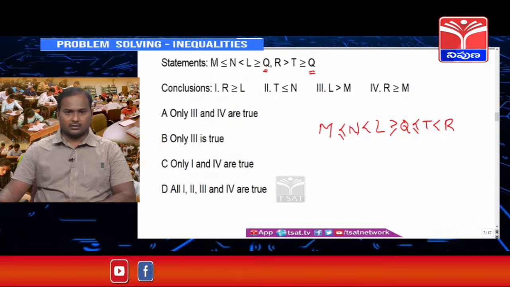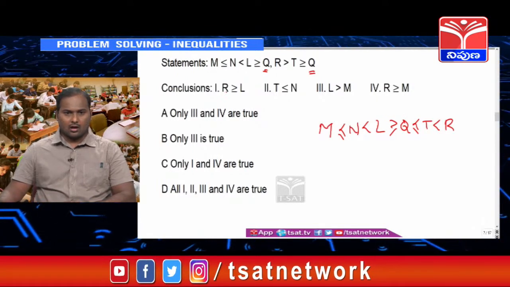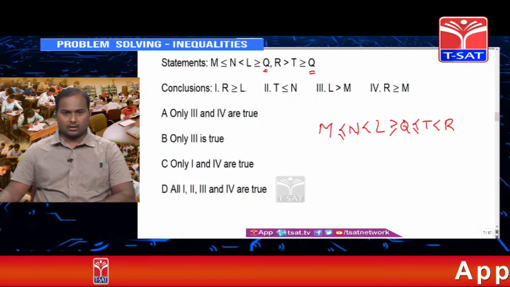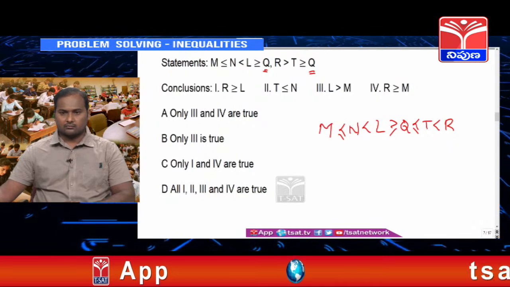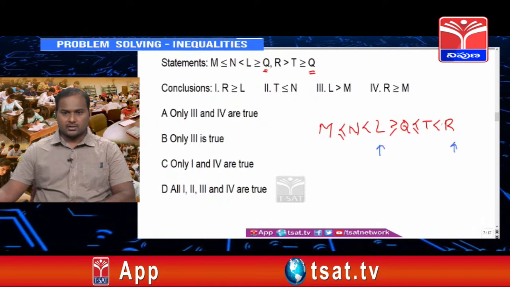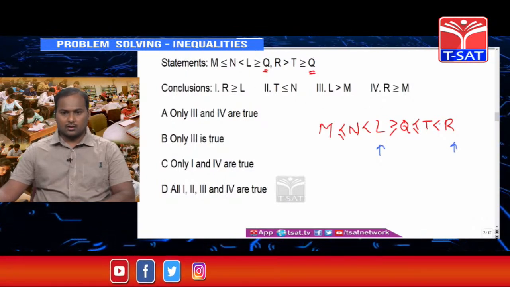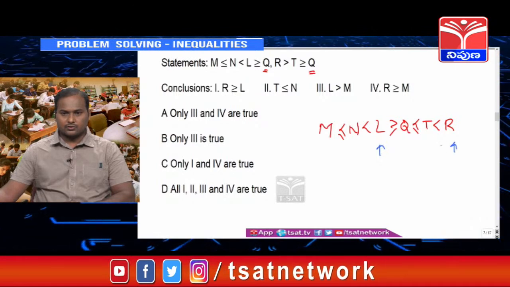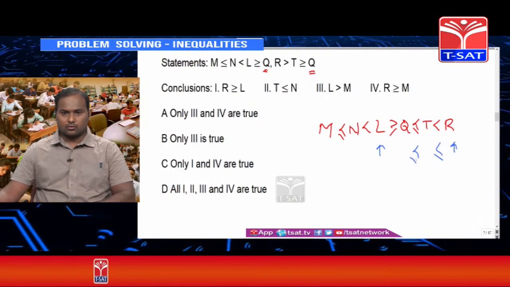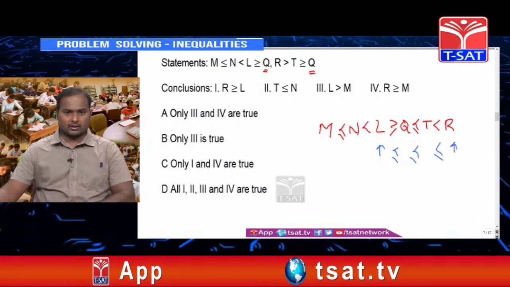Now let's check the conclusions. Now he is asking the relation between R and L. So R is greater than or equal to L. So where is R? R is here. And where is L? L is here. So he is saying that R is greater than or equal to L. So towards R, all the symbols should be greater than or equal towards R. Then only that particular conclusion becomes correct.